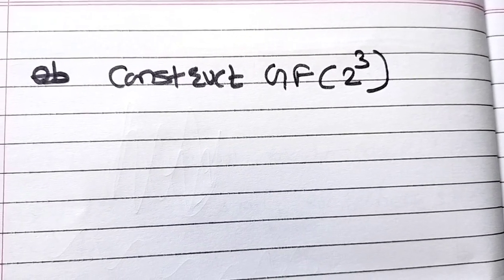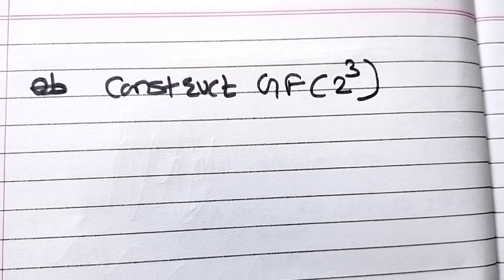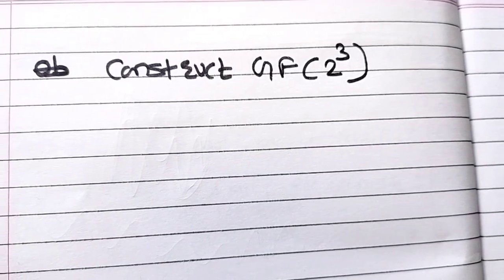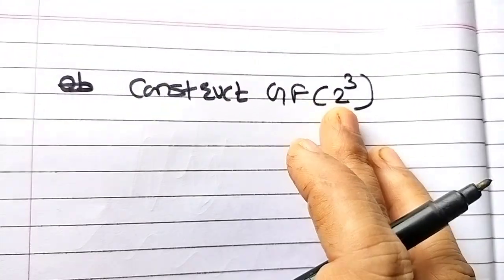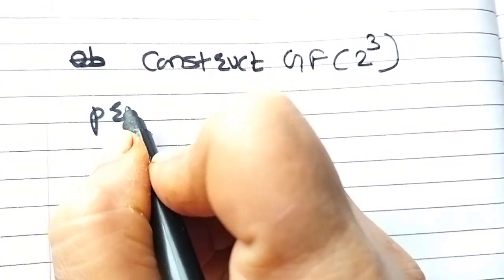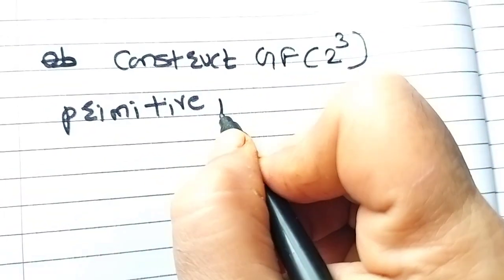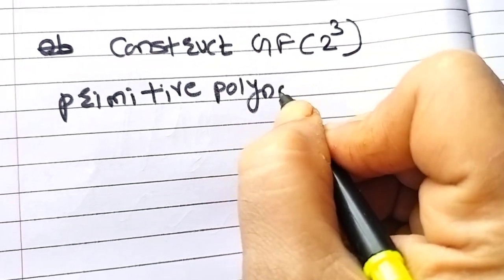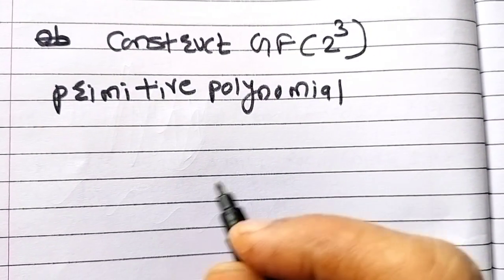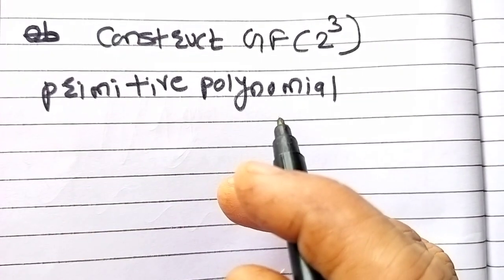This is a very common question asked in the university theory exam. So let us see how to obtain the elements of an extension field. For that you need a primitive polynomial. Now, what is a primitive polynomial? The video on primitive polynomial is available on this channel.